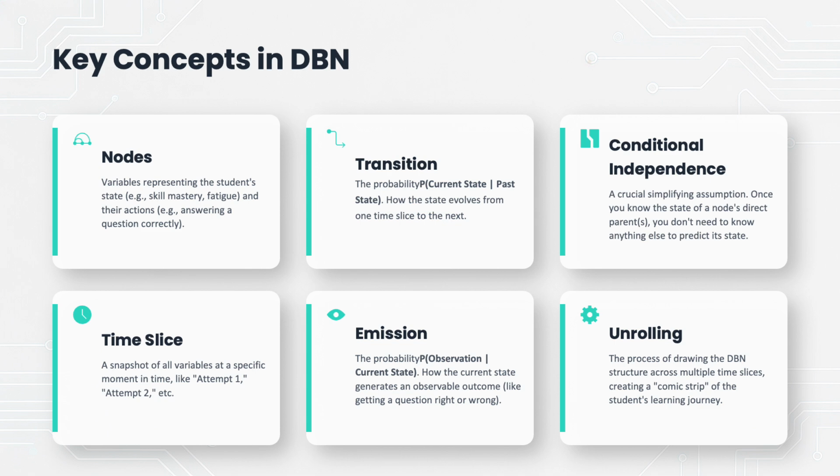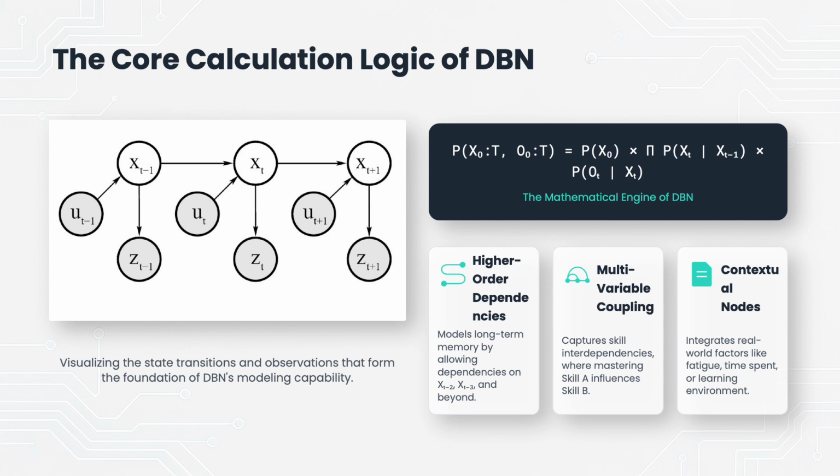All right, let's break down the key concepts that make up a DBN. First, we have nodes. These are just the variables we care about. Next, we have time slices. Imagine slicing time into individual moments. Then we have transitions, the probability that the state changes. Emissions are the probabilities that link the hidden state to the observable outcome. To make this all manageable, we use conditional independence. Finally, unrolling is the visual process of drawing the network across time.